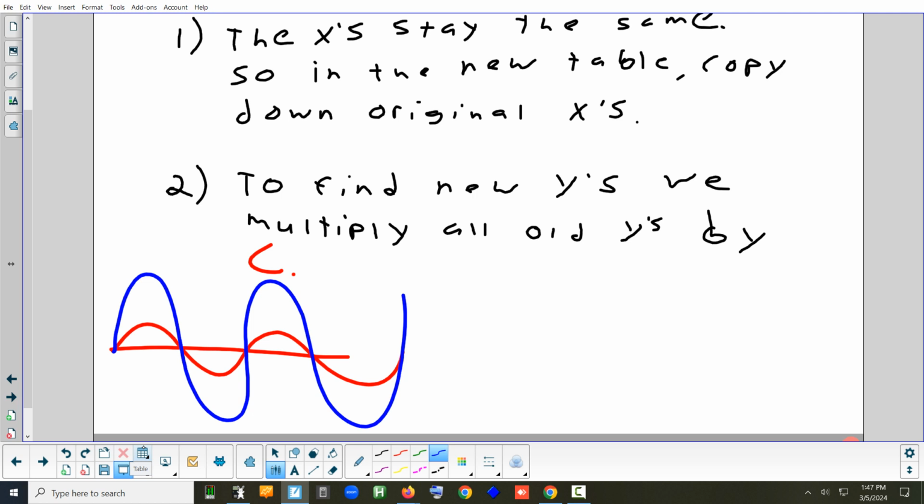Okay, so it could be one thing. It could be a higher pitch. What's the other thing that could be different about the two sounds? Yeah, one's louder. This one is the volume. So when you stretch it vertically, it makes it louder or quieter.